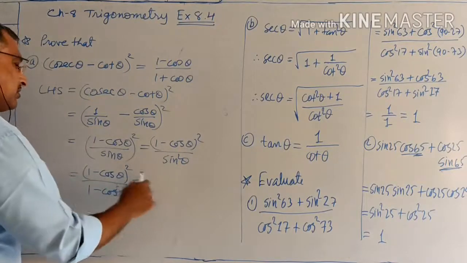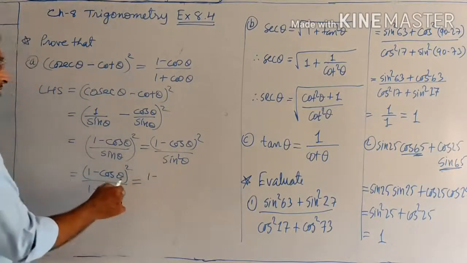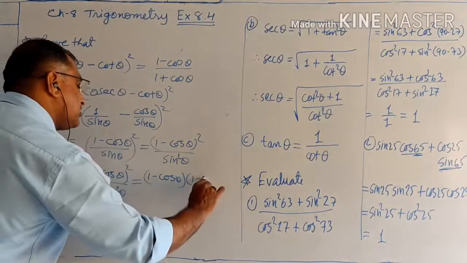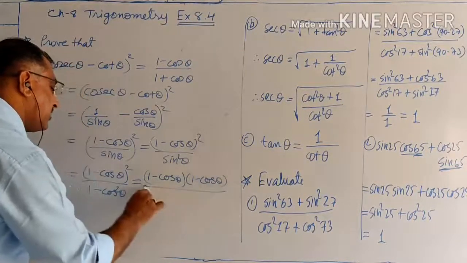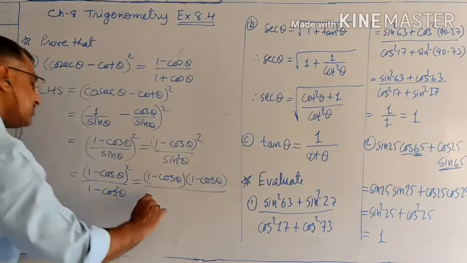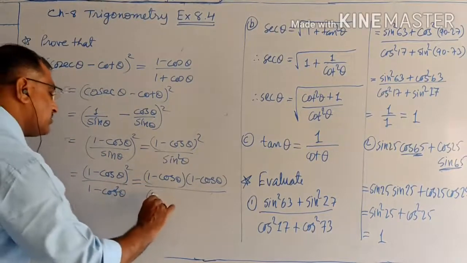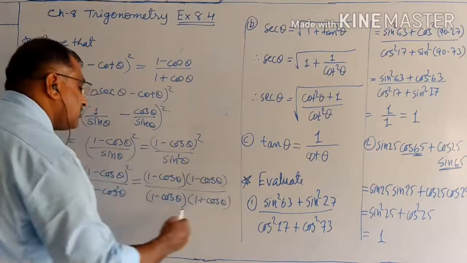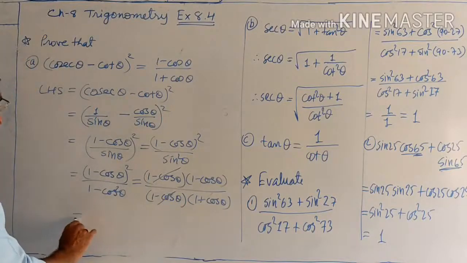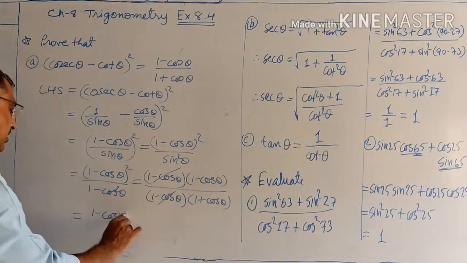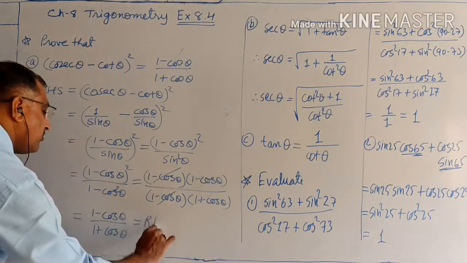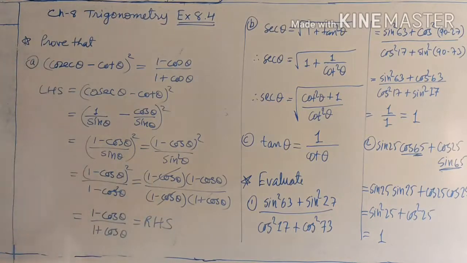So using identity we have (1 minus cos theta) whole square, that is (1 minus cos theta) into (1 minus cos theta), where in denominator we can use the a square minus b square identity, that is 1 square minus cos square theta. So here (1 minus cos theta) multiplied by (1 plus cos theta). So here you can see 1 minus cos theta is common, and thus finally we can say 1 minus cos theta divided by 1 plus cos theta, that is equal to right hand side. Thus it is proved. Similarly, we can go for one more question.